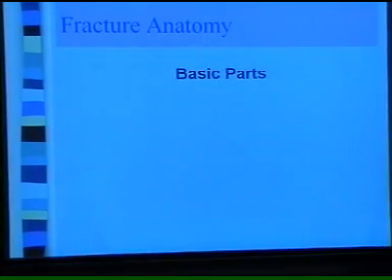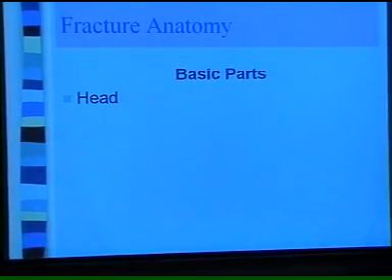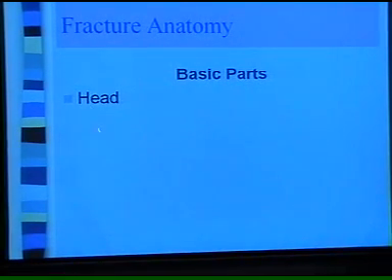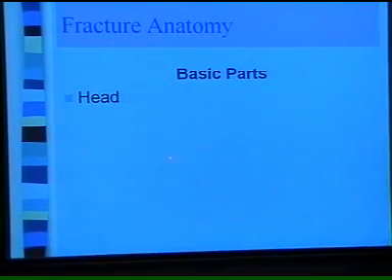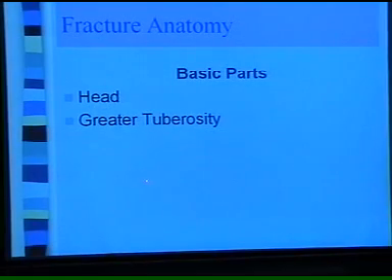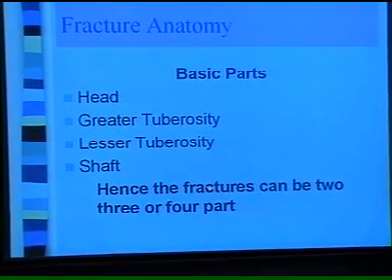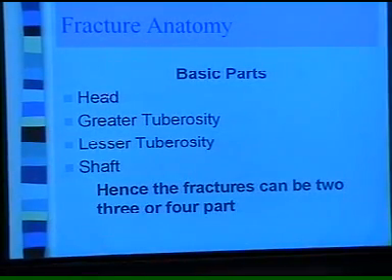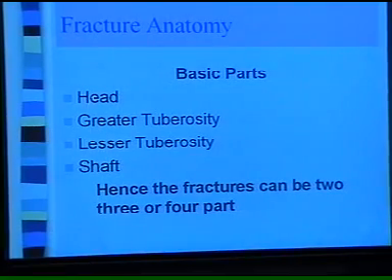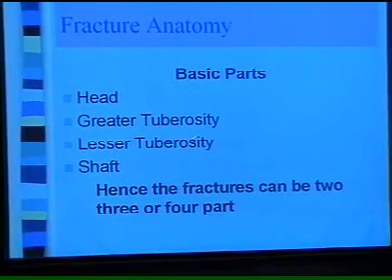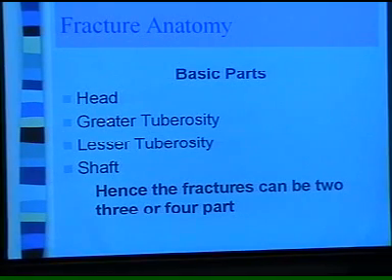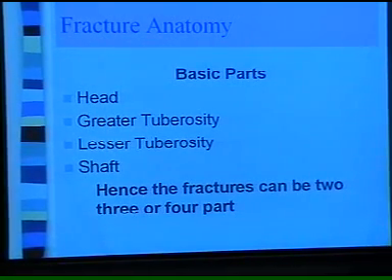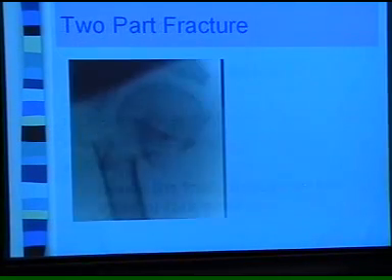So that was enough for the anatomy. So what parts there can be in a fracture of the proximal humerus? There could be one part which is the head, and the other part could be a greater tuberosity, a lesser tuberosity, and the shaft. Hence the fractures can be 2, 3 or 4 part. Simple way to identify a fracture of the proximal humerus could be 1 part, 2 part, 3 part or 4 part. There is no 1 part fracture because it's not a fracture. It has to start from 2 part.